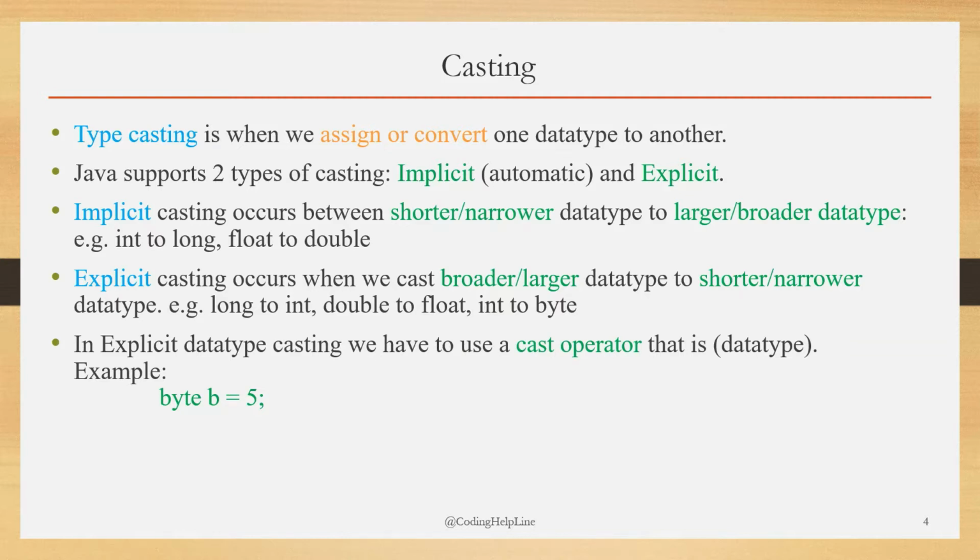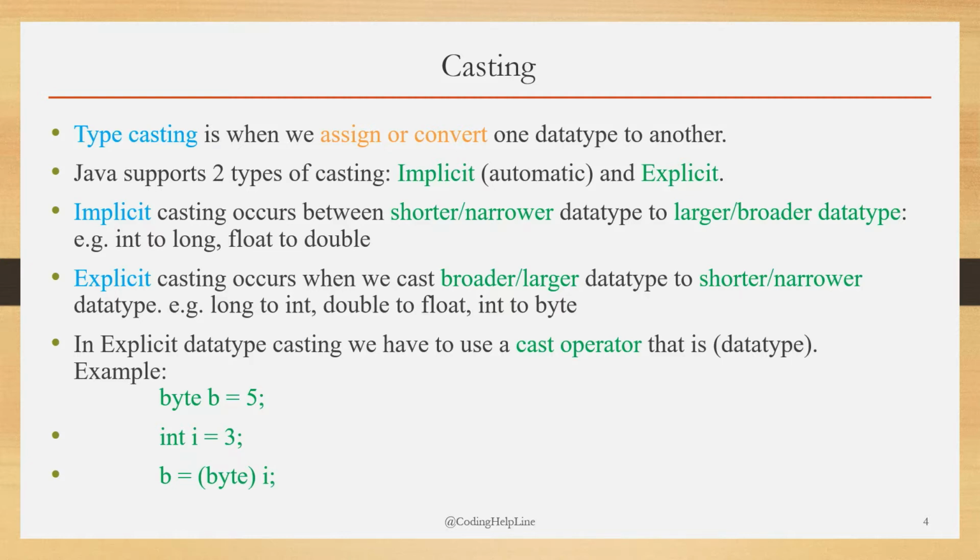In explicit data type casting, we have to use the cast operator, that is parenthesis and data type. For example, byte b is equal to 5 and int i is equal to 3. If we assign i, that is an integer, to the byte, we have to cast it to the byte data type. And to cast, we need parenthesis and the data type name.